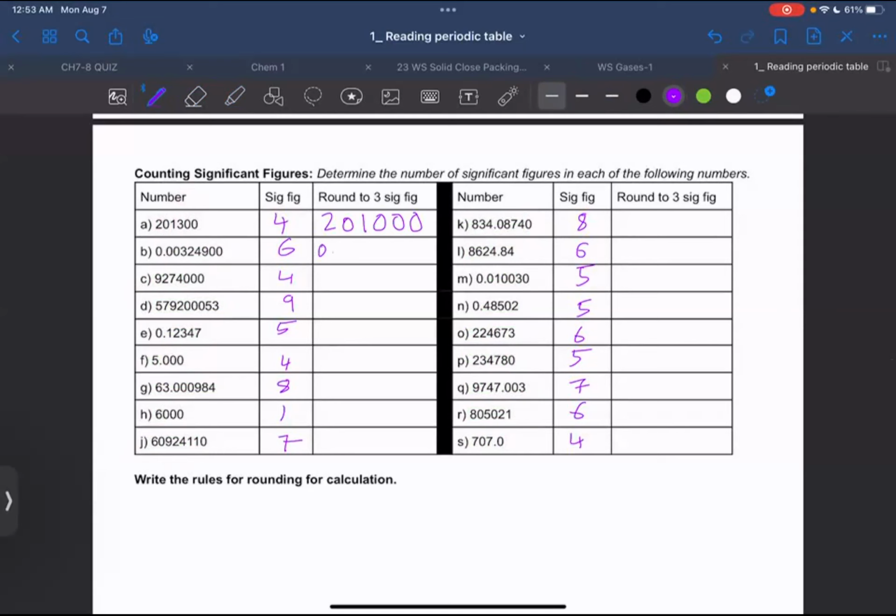All right, let me just run through these. Again, if you need to, pause it and try doing this, and then come back to it.